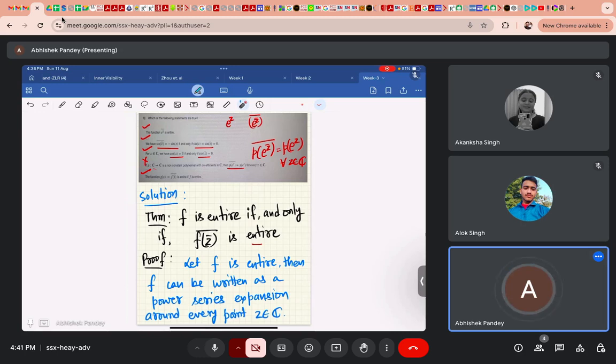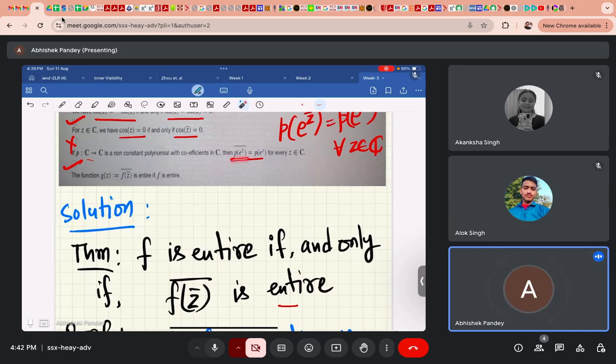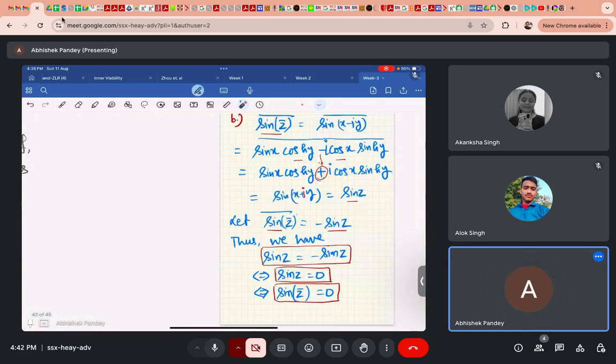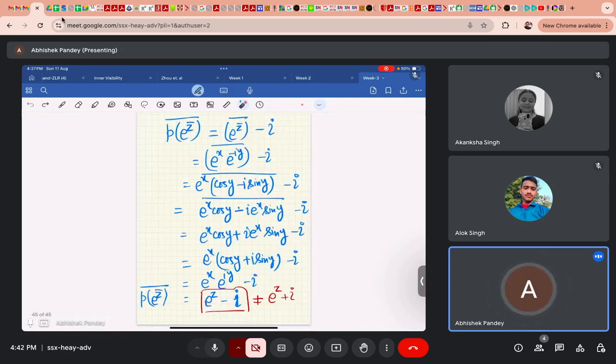Now the next thing is: p is a non-constant polynomial with coefficients in the complex plane C. Is it visible? Yeah. Then the conjugate of p of e to the power z bar equals p of e to the power z. Let us see this one. You take a polynomial z plus i. What is p of e to the power z? It is e to the power z plus i. Now what is the conjugate of e to the power z bar? It is the conjugate of e to the power z bar plus i. So this will be e to the power z, with the whole bar, minus iota.